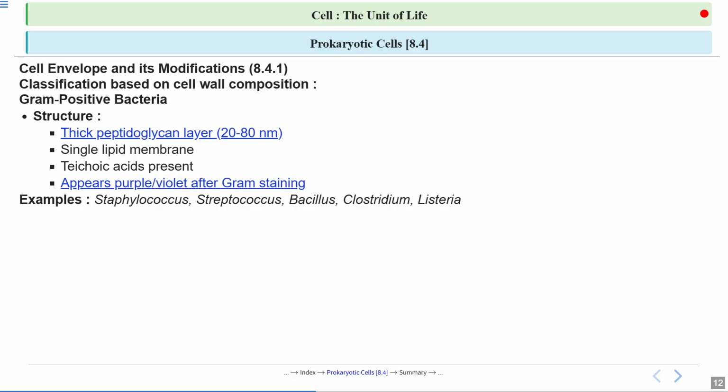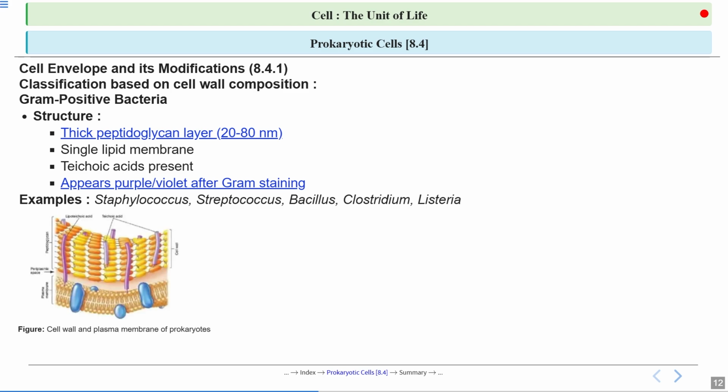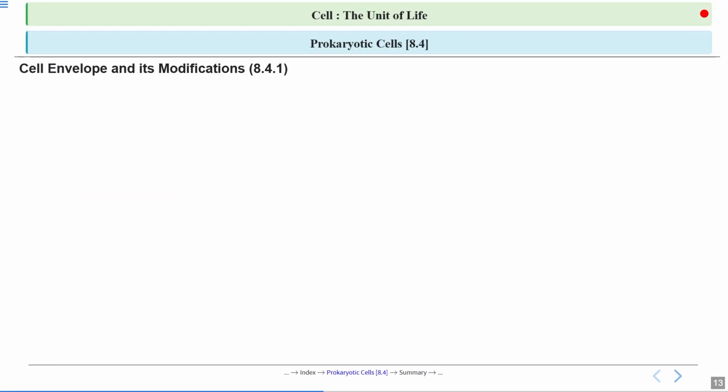Okay, examples of gram positive bacteria, you should remember these examples. This is very important. First is Staphylococcus, second is Streptococcus, third is Bacillus, Clostridium and Listeria. These are all gram positive bacteria. Here you can see the cell wall and plasma membrane of the prokaryotes. In the case of gram positive bacteria, the peptidoglycan layer is quite thick, and because of this, it can retain the crystal violet stain.